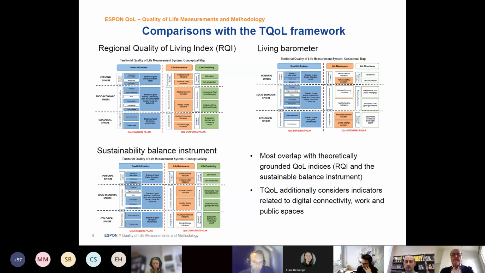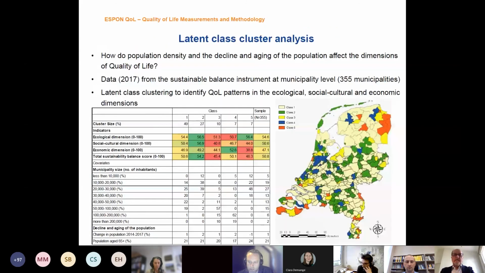Next slide, please. So as I mentioned, the focus was also on assessing how population density and also aging of the population affected the various dimensions of quality of life. For that, we did a latent class analysis. So we used here the data of the Sustainability Balance Instrument because it was also quite strongly theoretically grounded. We basically performed this cluster analysis at the level of municipalities in the Netherlands. So it's 355 municipalities.